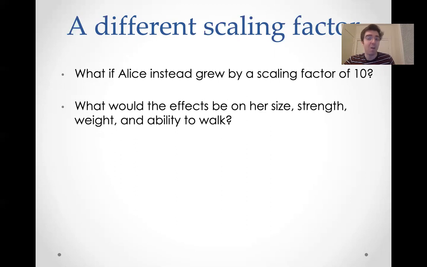We're scaling her up now, but the idea is going to be exactly the same. You want to figure out what dimension we are trying to scale up, 1D, 2D, 3D, and then figure out how to modify her original attributes. You'll have to go back a few slides to find those again. But tell me what happens to her in terms of her size, her strength, her weight, and her ability to walk.